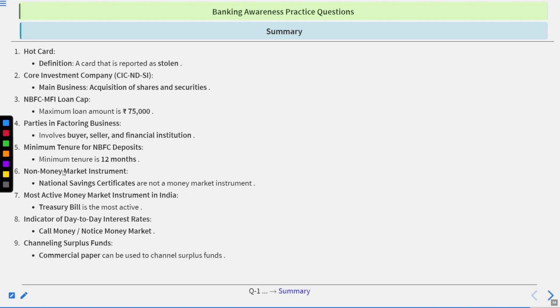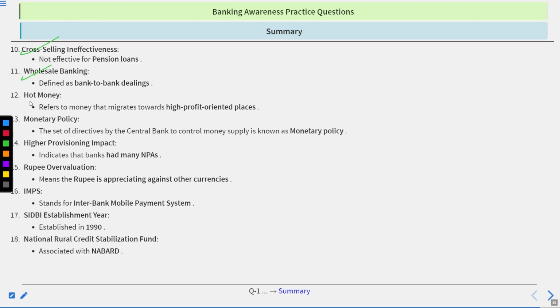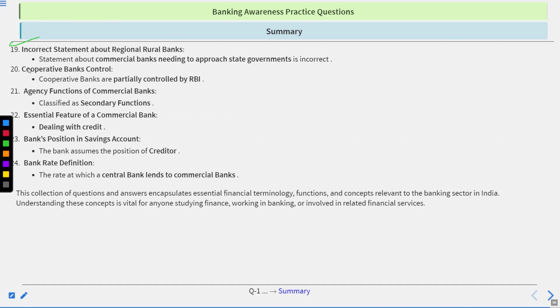Now let's see whatever we have learned. We have learned about hot card, core investment companies, NBFC MFI loan cap, parties in factoring business, minimum tenure for NBFC deposit, non-money market instrument, most active money market instrument in India, indicator rate to the interest rate, channeling surplus funds, cross-selling ineffectiveness, wholesale banking, hot money, monetary policy, higher provisioning impact, rupee overvaluation, IMPS, CTP establishment year, National Rural Credit Stabilization Fund. Indirect statement about RRBs, cooperative banks control, agency functions of commercial bank, agency features of commercial bank, bank position in savings accounts, bank rate definition.